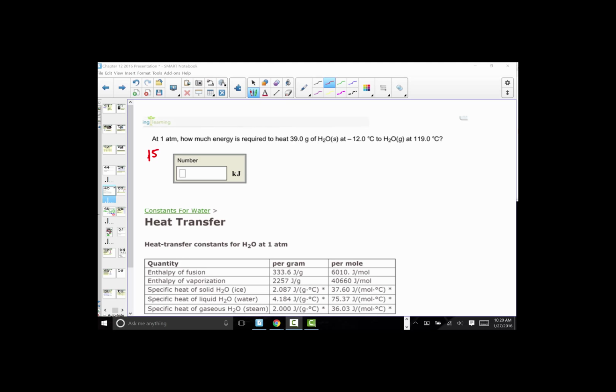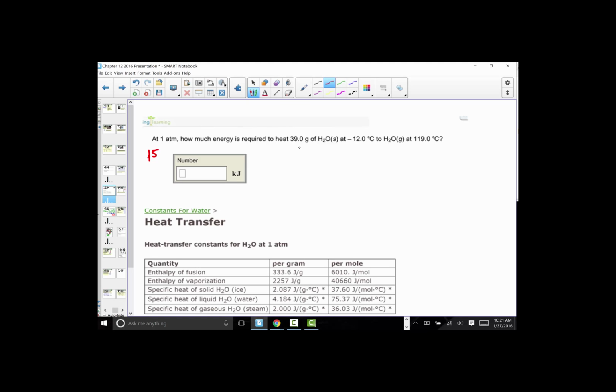Here's an instructional video that is tackling number 15 in our sampling assignment for Chapter 12. At 1 atmosphere, how much energy is required to heat 39 grams of solid water at negative 12 Celsius degrees to gaseous water at 119 Celsius degrees? And our final answer will come out in kilojoules.